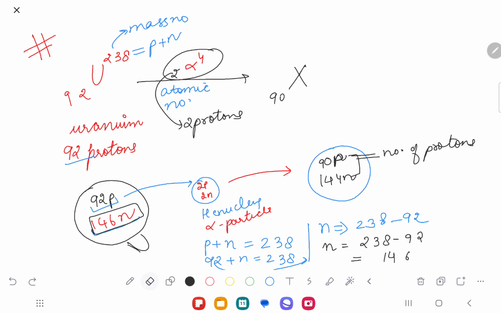And what is the mass number added up? What is the mass number? 90 plus 144, it shall be 234.